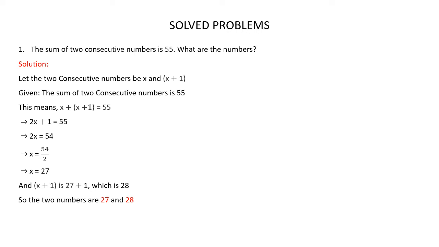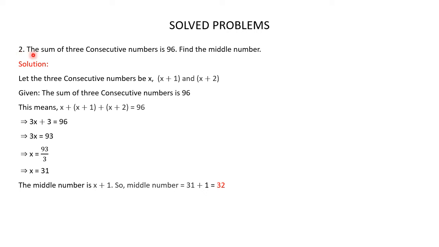The main thing in this problem is to write the numbers as x and x plus 1. In the question, it is given as two consecutive numbers. So you have to assume that the two consecutive numbers are x and x plus 1. Then solving this problem will be very easy.